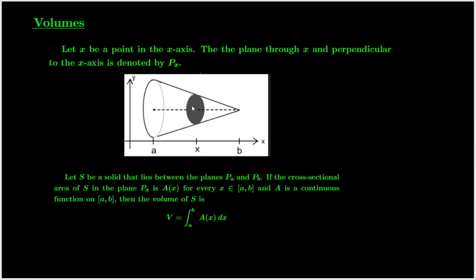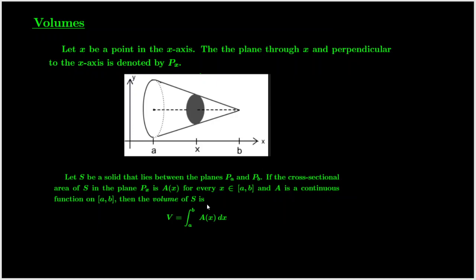You integrate areas, cross-sectional areas, and then you are going to get the volume. So that makes sense? You integrate all the cross-sectional areas from a to b, you have the volume. Okay, we're going to go over many questions showing the idea.